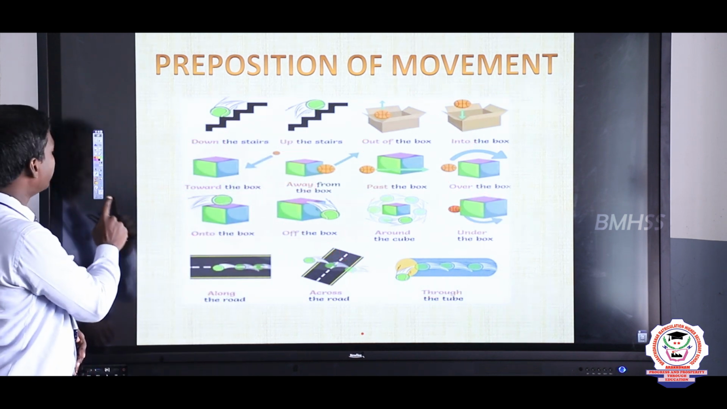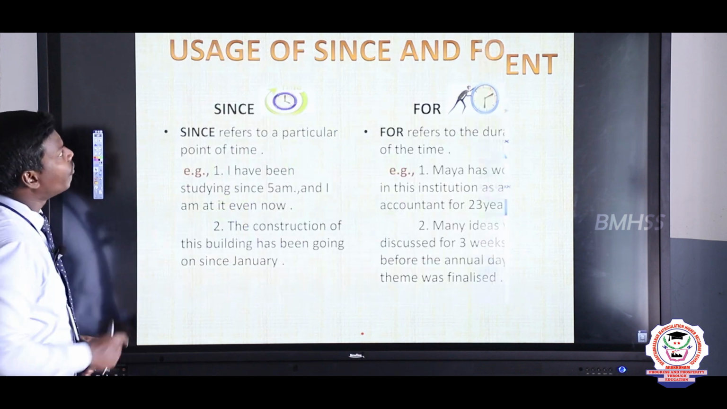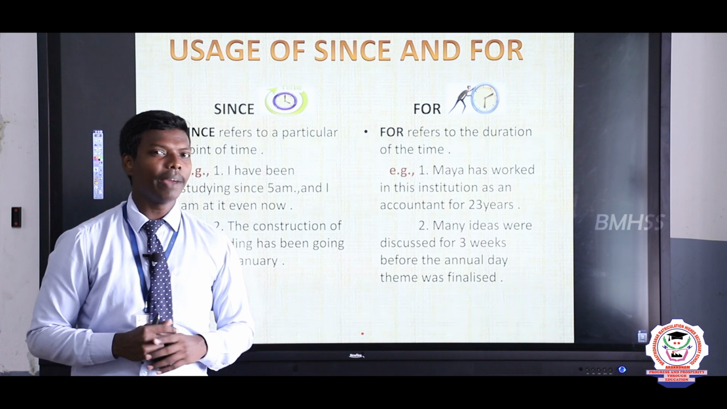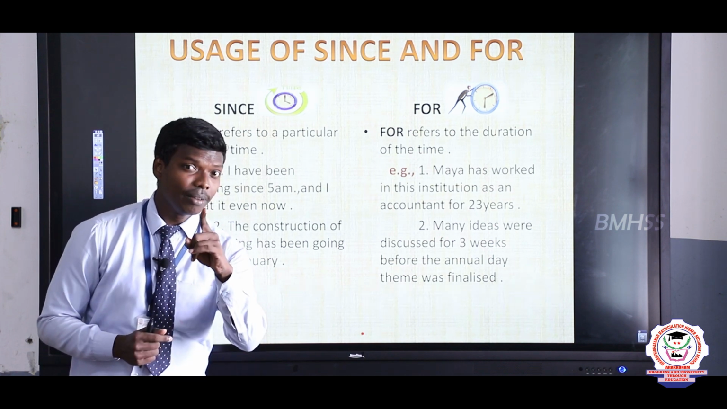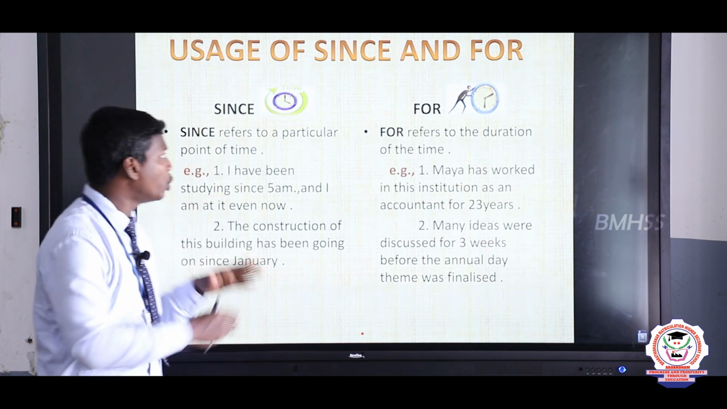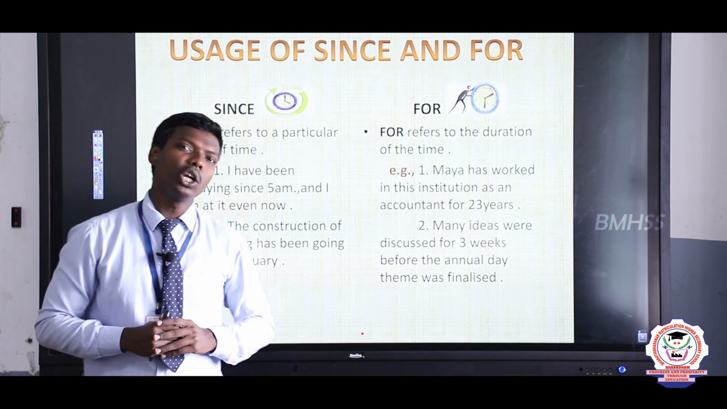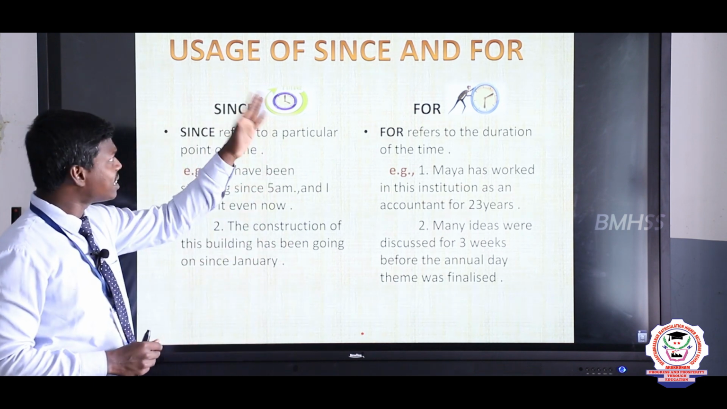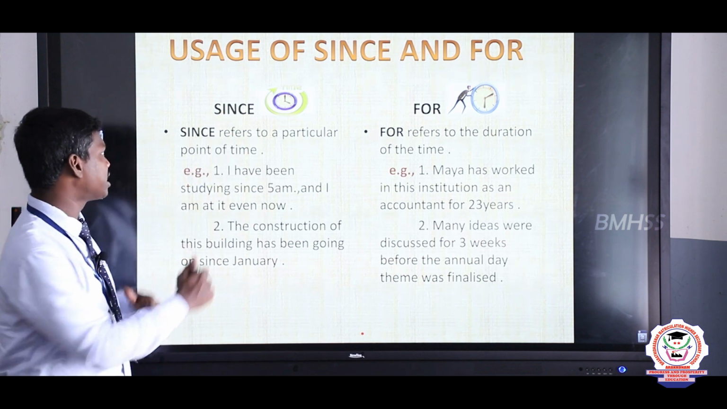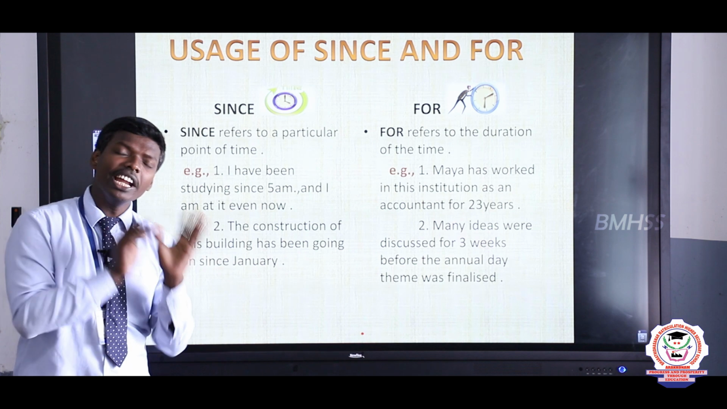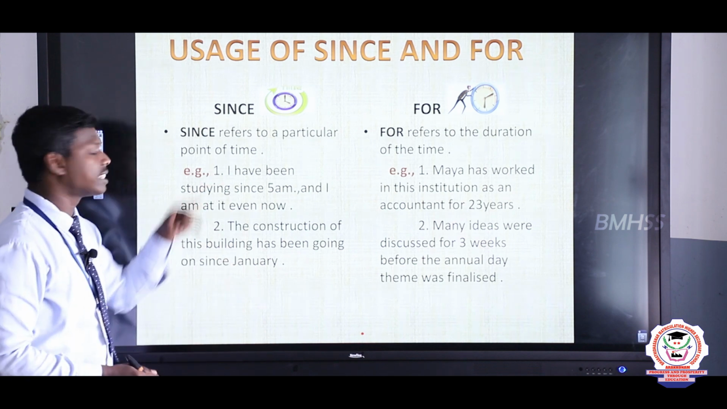Let's move to the next part where we will be seeing the usage of since and for. This is there in the page number 13 of your textbook, where you can see the difference between since and for. Normally you will have a question on this. Actually, since and for are the prepositions. For example, since refers to a particular point of time. When you refer to the beginning point of time, we use since as the preposition.